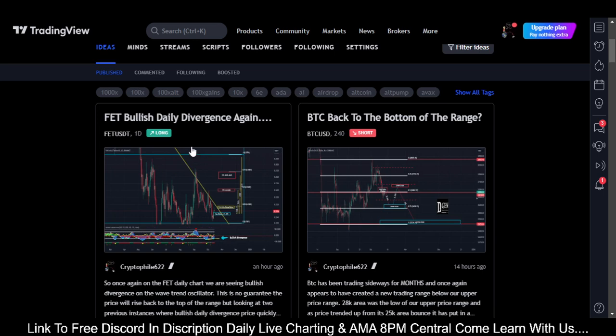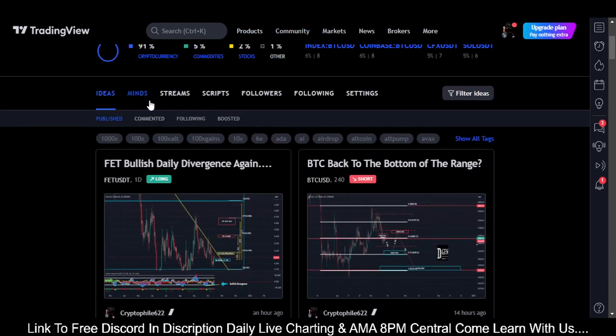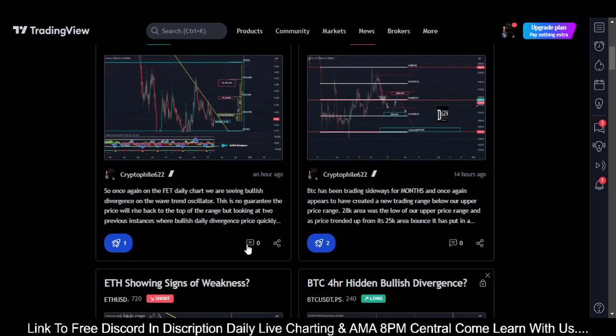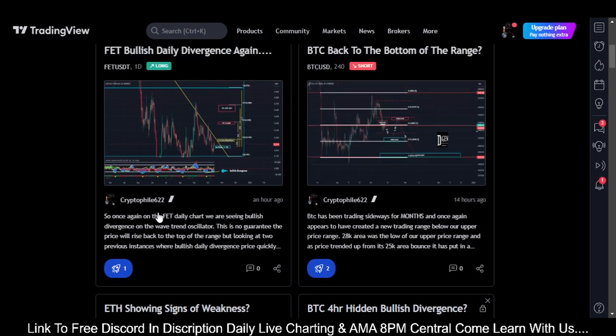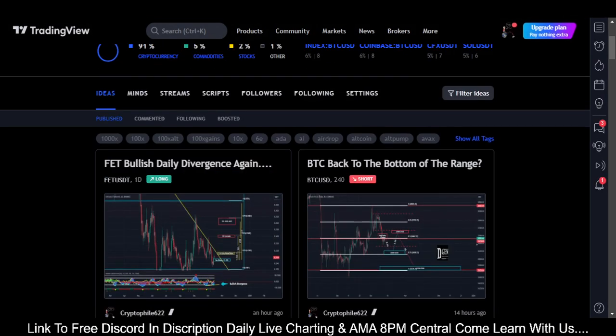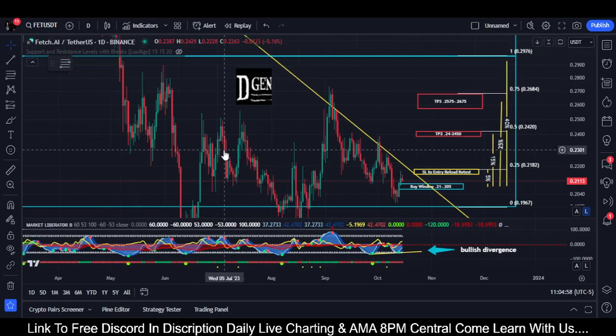Let's jump into this FET chart and look at what's going on here. I do have a write-up on it in here also. We'll just pop right into the regular chart. If you want to import this chart into your own TradingView, you may need premium, but you can go down to the share button on our ideas page and click the make it mine and import it into the editable portion of TradingView. But here's this chart.